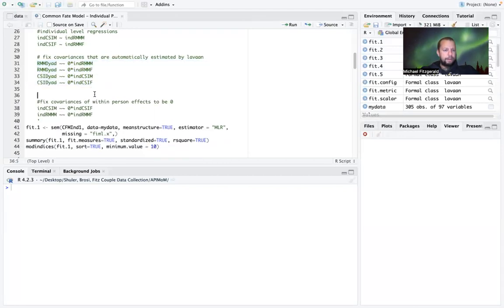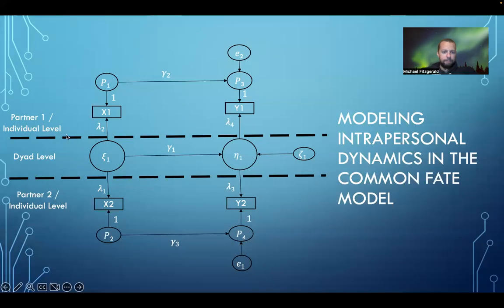All right. And then I also fixed the covariances between the individual indicators to be 0. So if you are familiar with the actor-partner interdependence model, you might be thinking, well, why are we doing that? If we're estimating individual parameters, we need to add in those residual covariances because these are non-independent data. And within an APIM framework, that would absolutely be the case. But you'll notice in the diagram, I don't have them here.